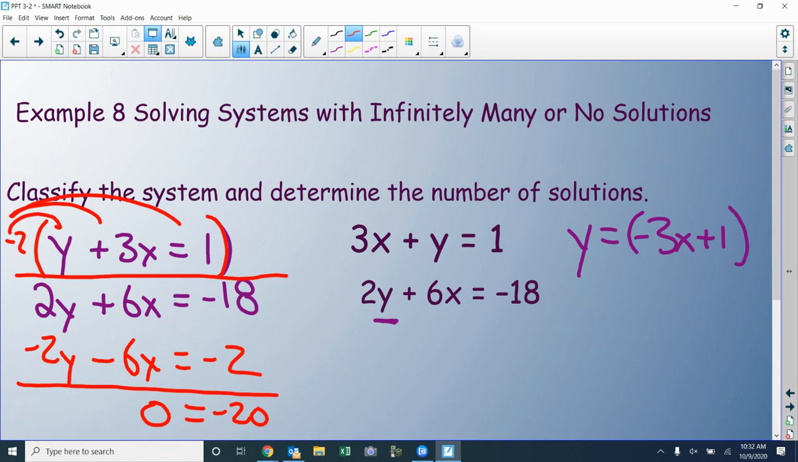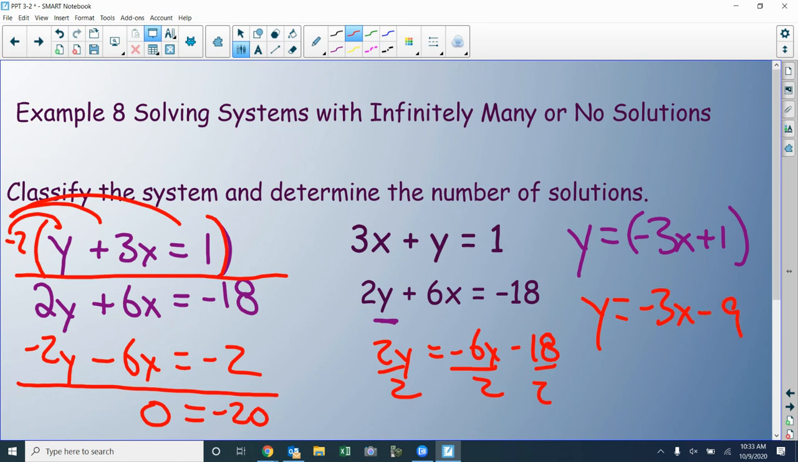I'm sorry, these are not the same line, they are what? I said same line, but they're parallel. They're parallel lines. That's why there's no solution. I said same line, but that's incorrect. Notice if we were to solve for y here, we're going to have 2y equals -6x minus 18, divide by 2. We're going to have y equals -3x minus 9.